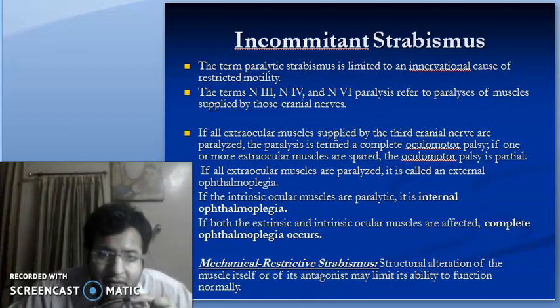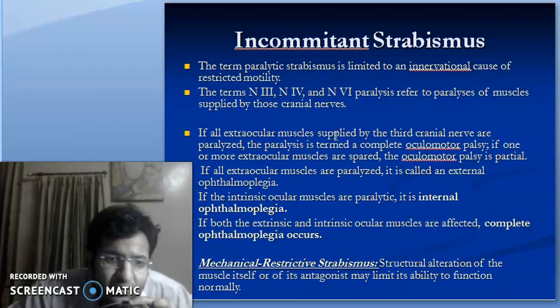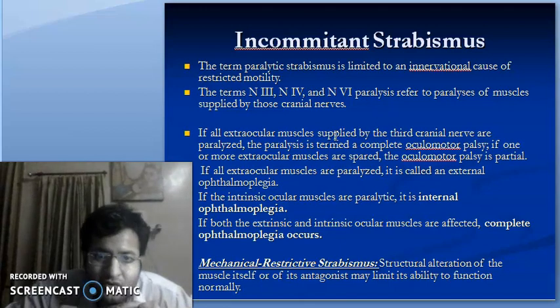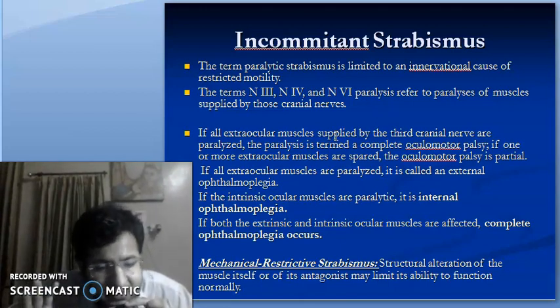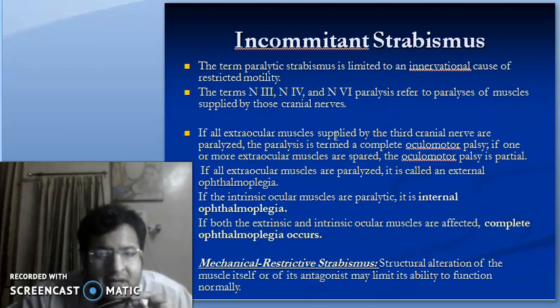Third nerve, fourth nerve and sixth nerve paralysis refer to the paralysis of the muscles supplied by those cranial nerves and not the actual paralysis of those nerves. If all the extraocular muscles supplied by the third cranial nerve are paralyzed, the paralysis is termed complete oculomotor paralysis. If even one or more extraocular muscles are not involved, the oculomotor palsy is partial.